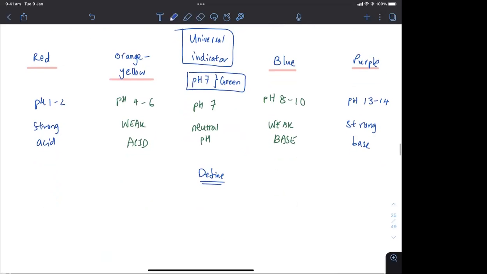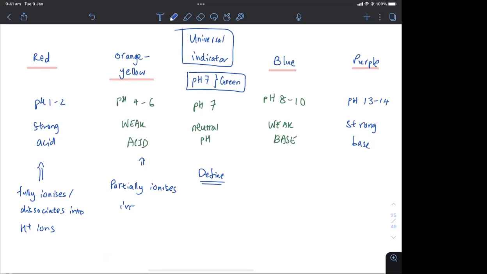If you are asked to define what is a strong acid and what is a weak acid, quite a common thing they ask you. So a strong acid fully dissociates, or you can say fully ionizes or dissociates, whichever word you like. It's an acid, so it dissociates into H plus ions in water. Whereas when you have a weak acid, you only have partial dissociation. So it partially dissociates or partially ionizes into H plus ions in solution.